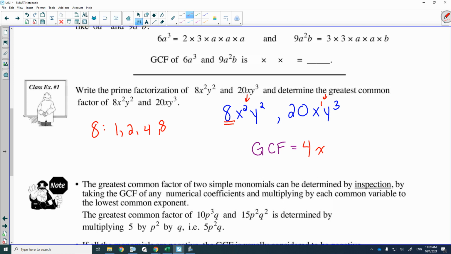Between y squared and y cubed, what do you want me to write? Y squared. That's the GCF.